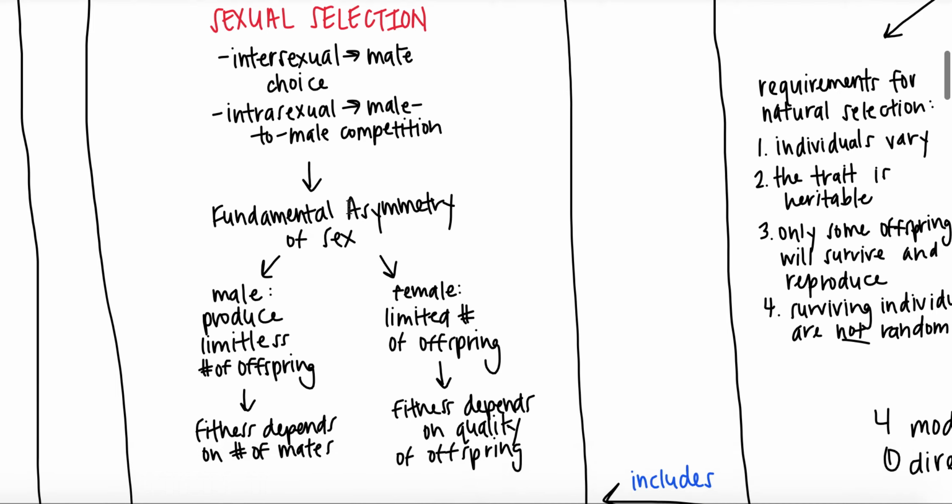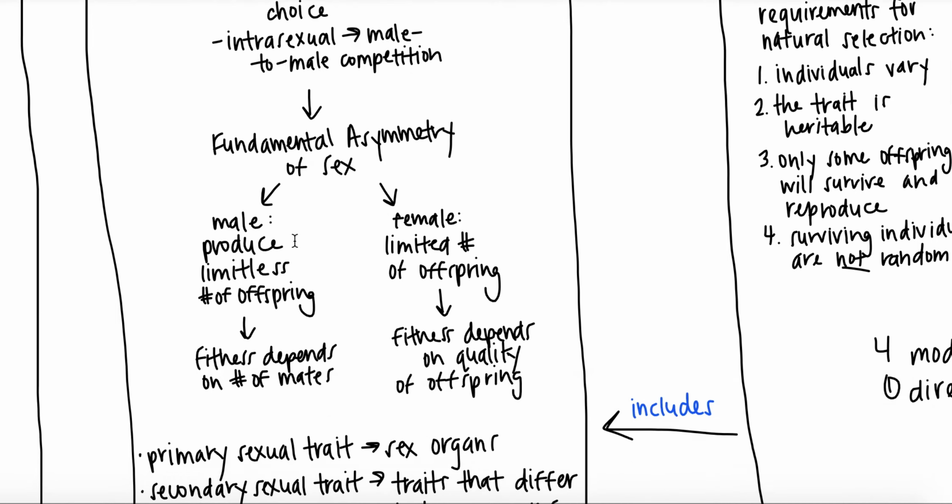So the fundamental asymmetry of sex leads to a difference in, I guess you could call it, priorities for the male versus the female. So the male can produce a limitless amount of offspring. So their fitness depends on the number of mates it gets, because the male's primary goal is to have as many offspring as he possibly can, therefore mating with as many mates as he possibly can.